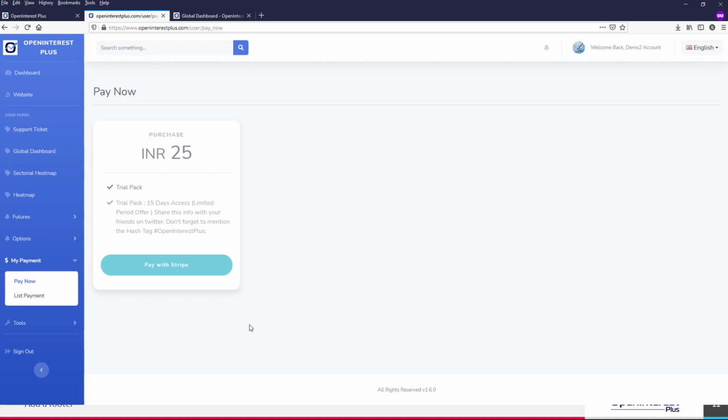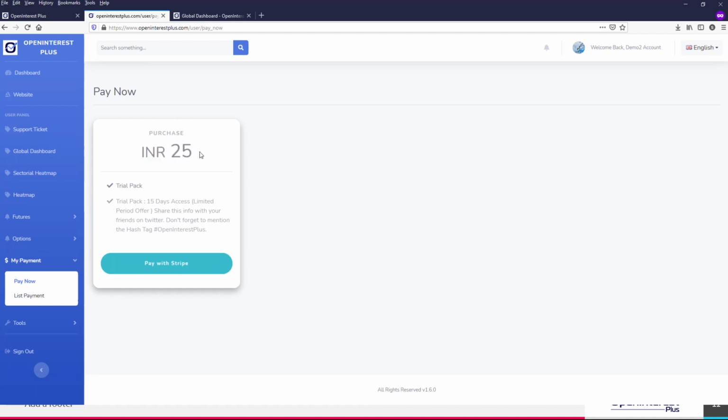So under pay now, right now I have just activated one plan which is called trial pack, and this trial pack will give you access for 15 days. You'll be able to use the system for 15 complete days, and there is a small cost which I've attached here. This is to avoid abuse of the system, because if you provide any system at a zero cost, generally what happens is hundreds of users start creating an account and they generally don't use it. So I've just kept a nominal fee of 25 rupees.